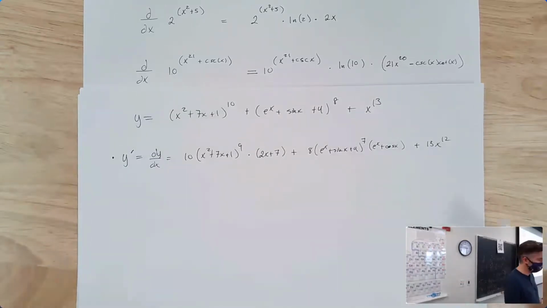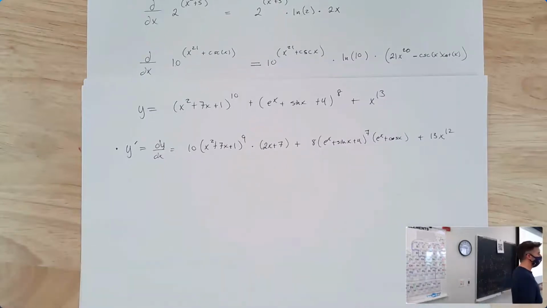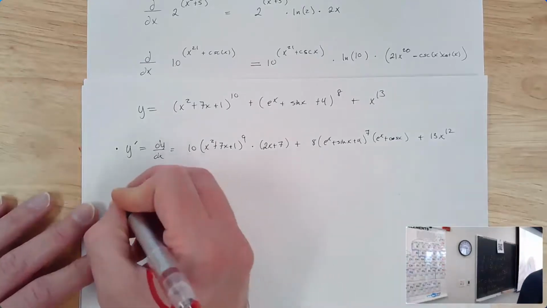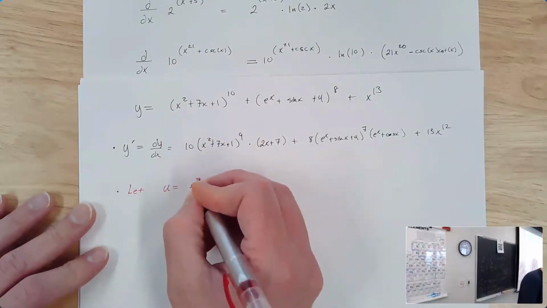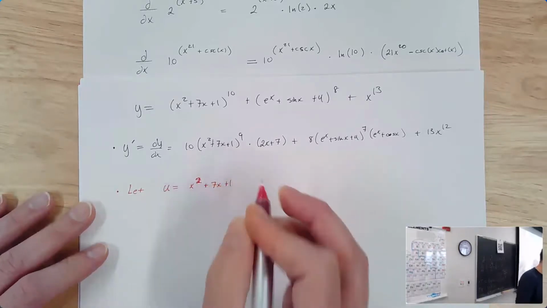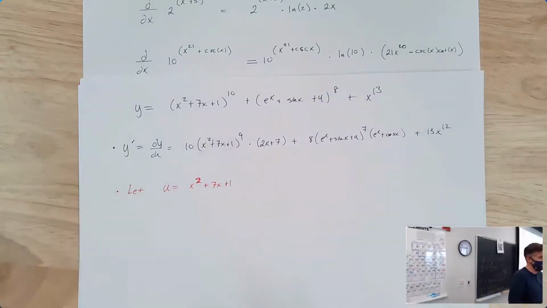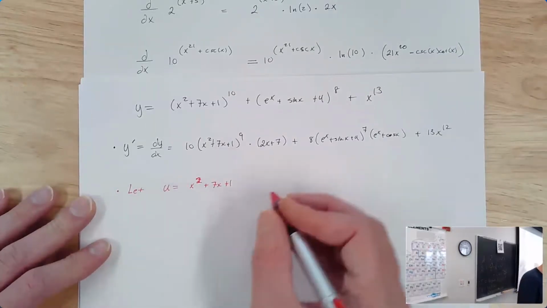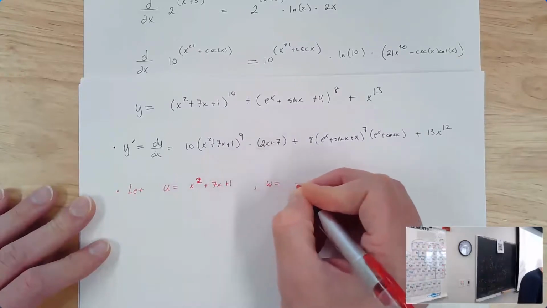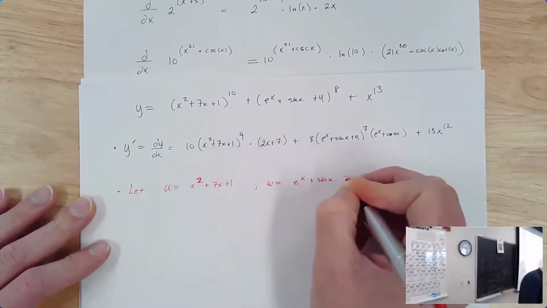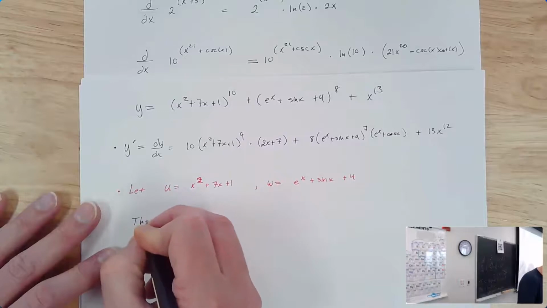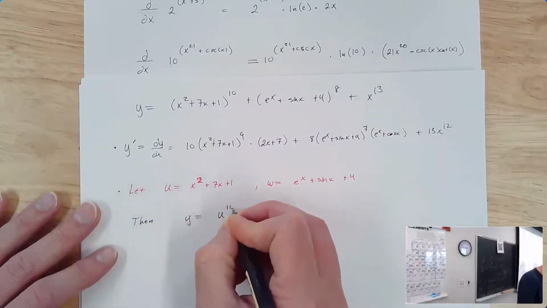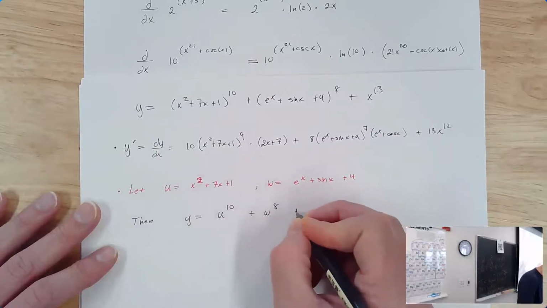However, what we're going to see is that it might be more convenient in the future to make these things less complicated. It might be useful to let, say, u equal x squared plus 7x. So kind of like we were doing with the chain rule before, where I was saying this is kind of silly. Well, sometimes it's useful. We're going to let u equal x squared plus 7x plus 1, and we're going to let w equal e to the x plus sine x plus 4. Then I'm going to rewrite this function. I'm going to write it as y equal to u to the 10th plus w to the 8th plus x to the 13th.